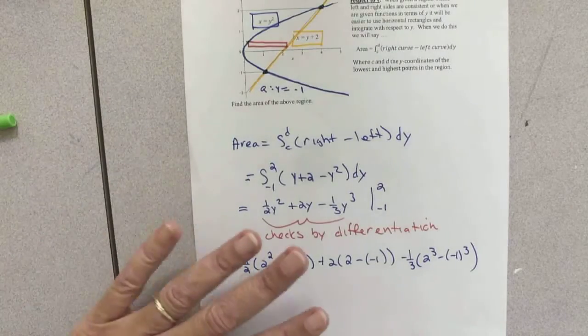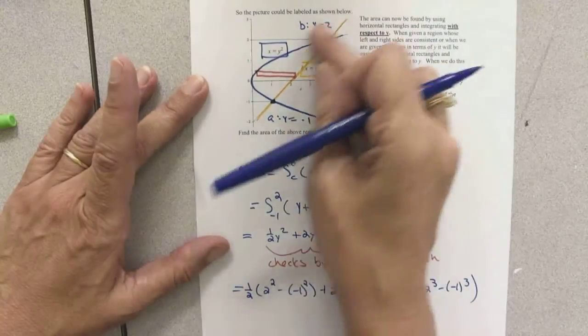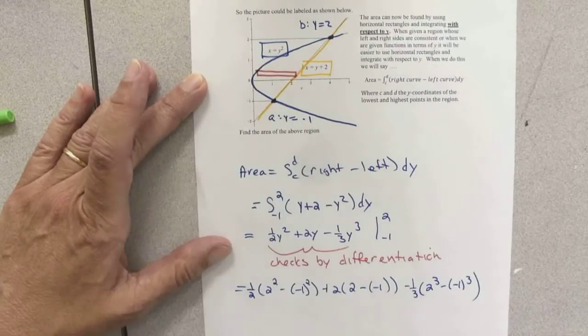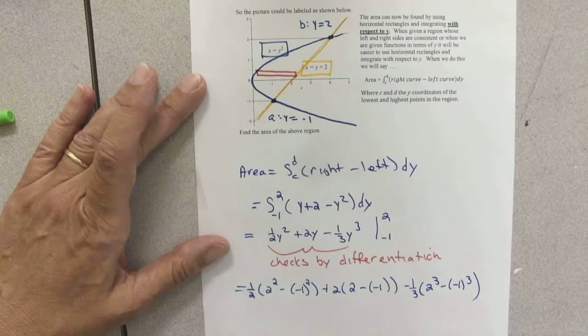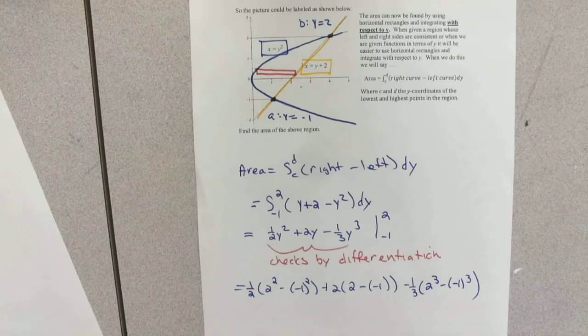And so the point to this video, and we're going to do one more video after this, is that because my left and right sides were consistent, this one was easier to do in terms of y. When we go and do the next one, it also will be easier to do in terms of y. So one more video after this, and then my lectures in Calculus 1 are done.